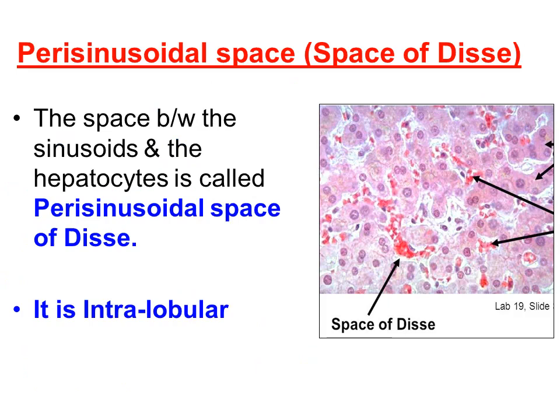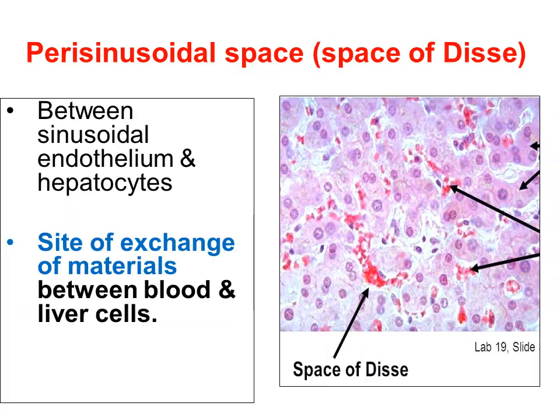Now, after discussing the hepatic laminae and the sinusoids, we now discuss the perisinusoidal space of Disse. As the name suggests, perisinusoidal means close to the sinusoids. So, the perisinusoidal space of Disse is a space between the sinusoids and the hepatocytes, and it is intralobular in position. It lies between the sinusoidal endothelium and the hepatocytes. It is a site of exchange of material between the blood and liver cells.